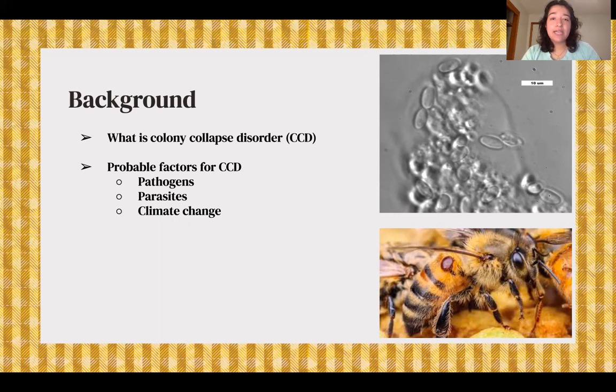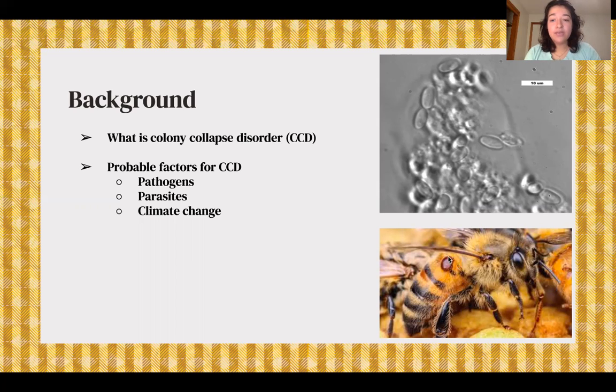Throughout the years, it has been researched, and researchers believe that colony collapse disorder is linked to some disorders that have been killing the bees. Some probable factors that result in colony collapse disorder are thought to be climate change due to changing temperatures, pathogens, and parasites.